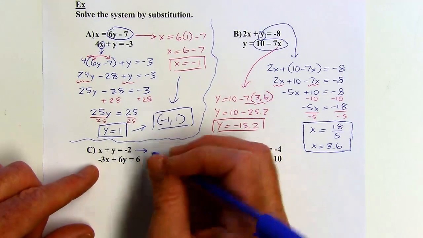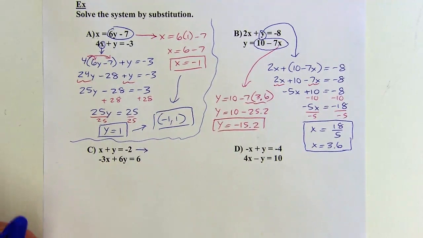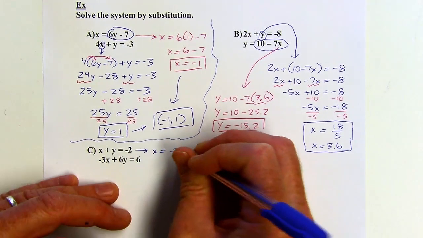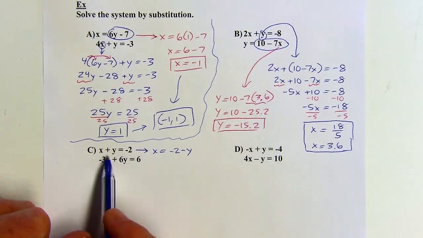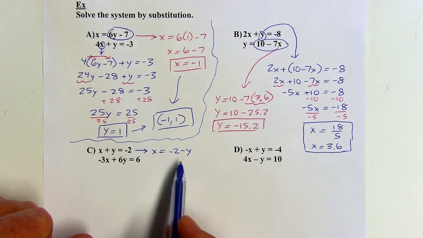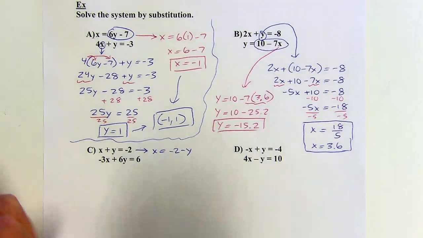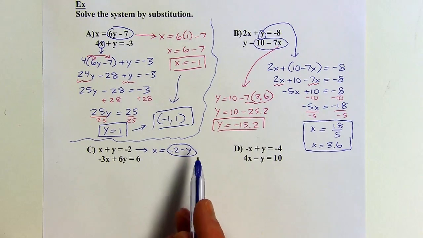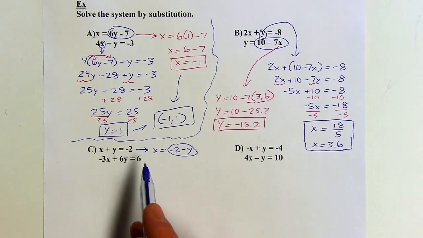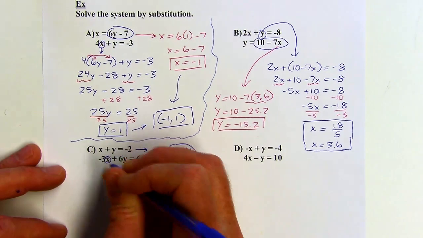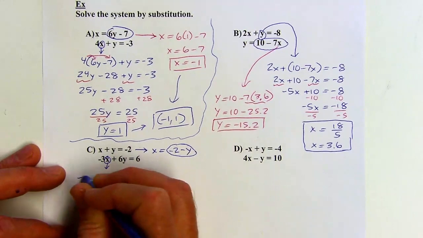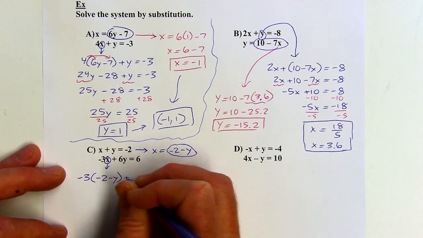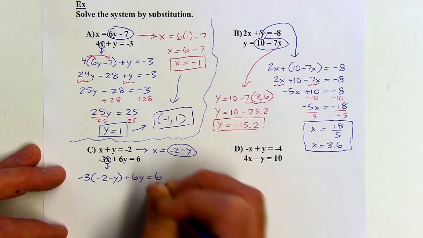So to isolate the x, I would subtract y from both sides. So I could say those are equivalent, right? I just subtracted y from both sides. I can't combine these because they're not like terms. But now I've got something that x is equivalent to. So that means now I can substitute into the other equation for x. And that's what I'm going to do. -3 times the quantity -2 minus y, plus 6y equals 6.